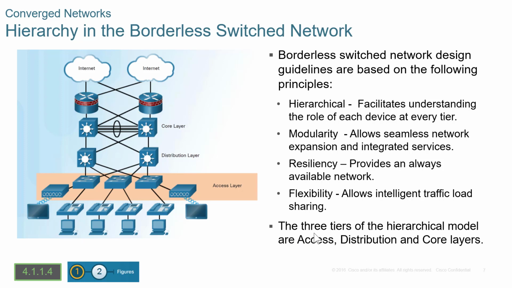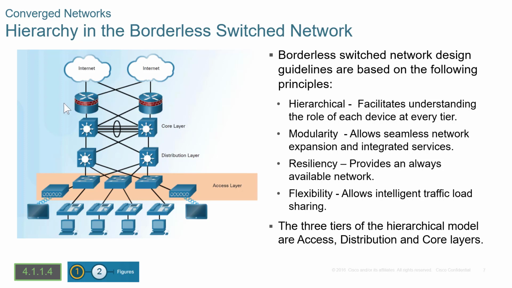So we do need to know these three tiers in the hierarchical model: the access layer, which is what the end devices are connecting to; the distribution layer, which is letting these endpoint access layer switches and Wi-Fi access points connect to the distribution layer; and then the core layer that's doing the heavy movement of the data.